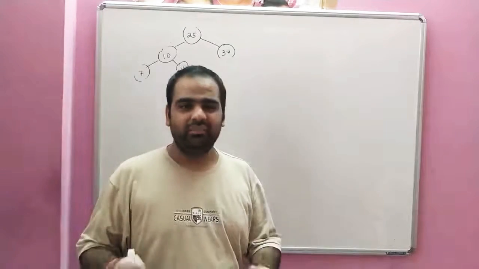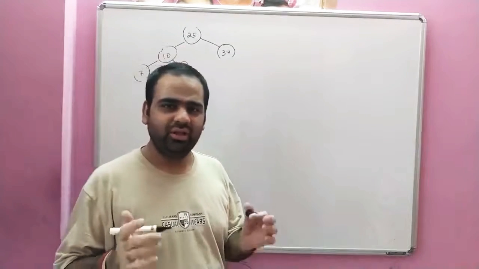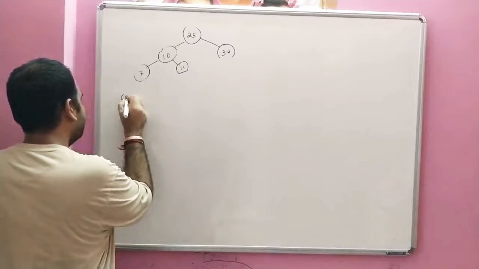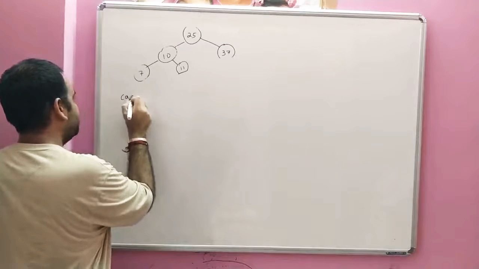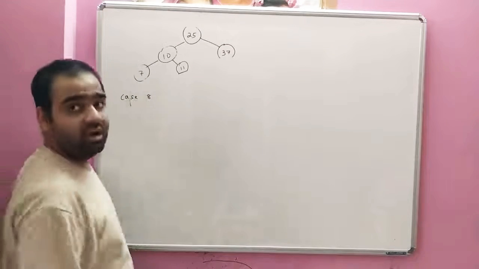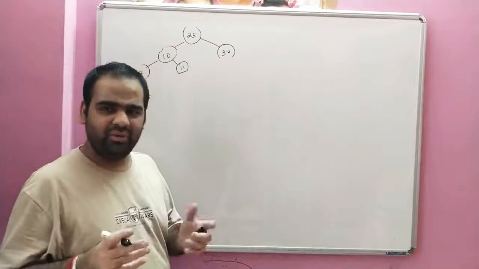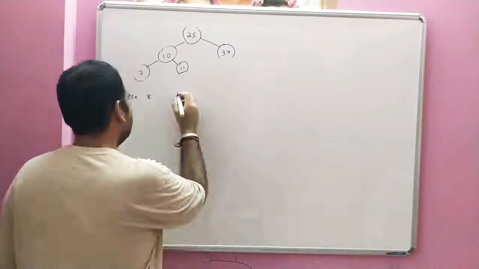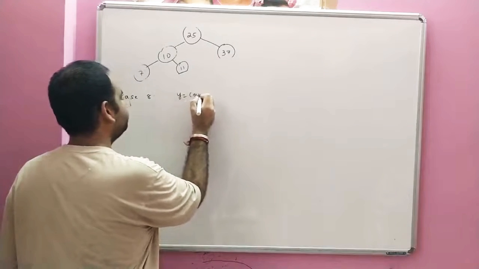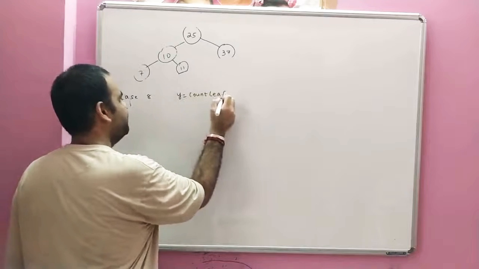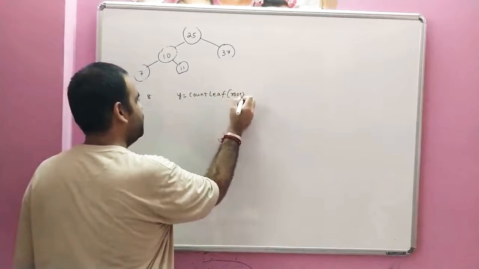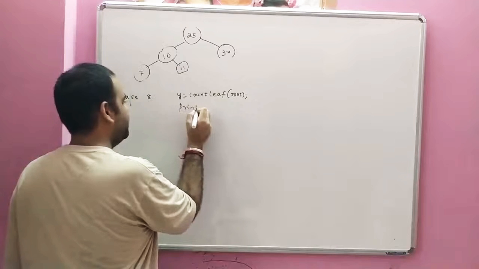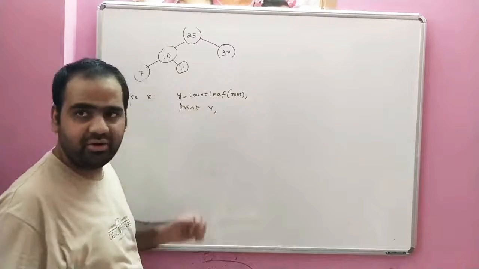Now let us see how do we count the number of leaf nodes. That's case 8. Now what are the number of leaf nodes? It can be 1, 2, 100, anything. Let us say y is equal to count leaf. We will write one function, and I say root, and you print the value of y. That's the end of case 8.